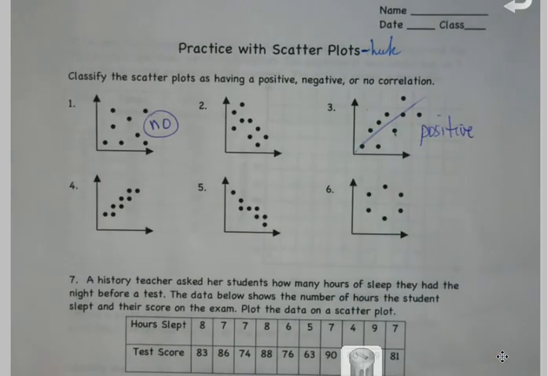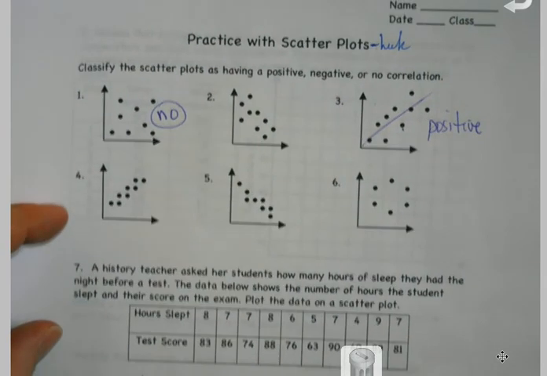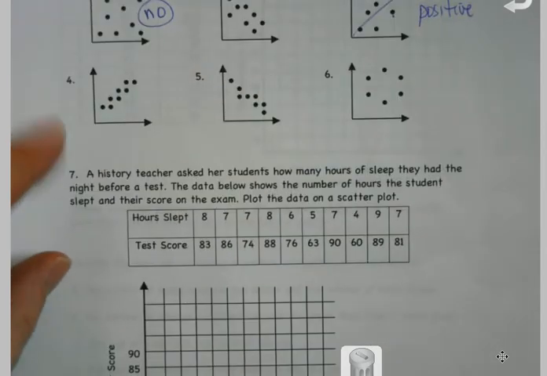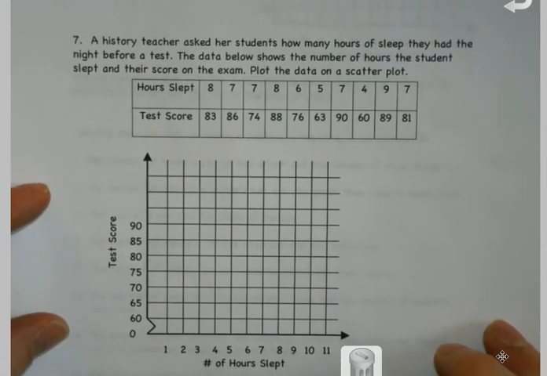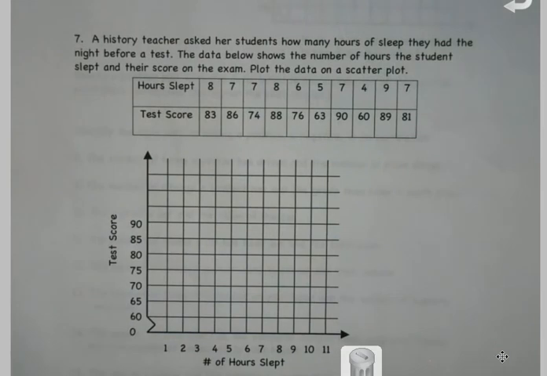It's not like some left, some right, and all that other stuff. But that's all I'm doing here basically with my scatter plots. When I get down to number 7, and I'm not going to plot every single one of these with you, but again, just remember, it's even done for you already. That's nice.